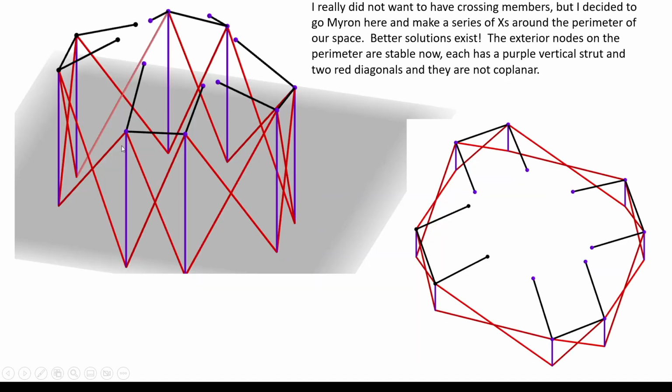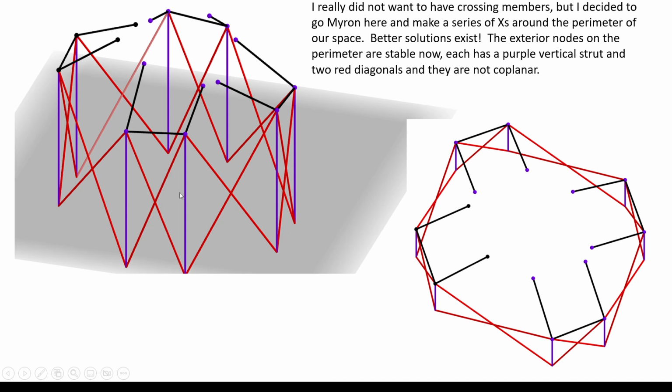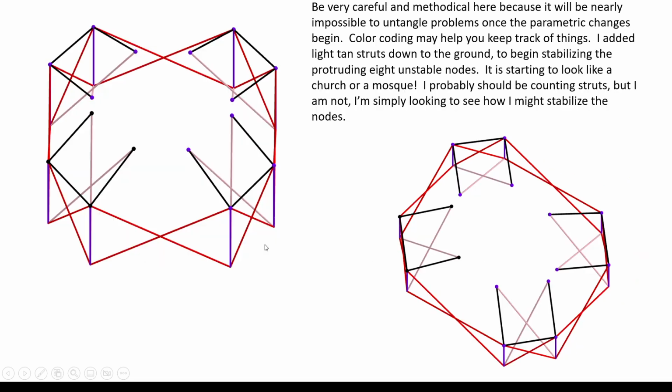Then I'm not really happy here. I made X's on the perimeter, the outside perimeter, going to the initial points. I guess I could have added more ground points like I did over here, but I kind of thought, let's make X's. Myron did this at the Coliseum, the Golden State Warriors Coliseum, right, in Oakland. So I went Myron here, but you could see what's happening. Now, this is not stable, but I'm getting there.